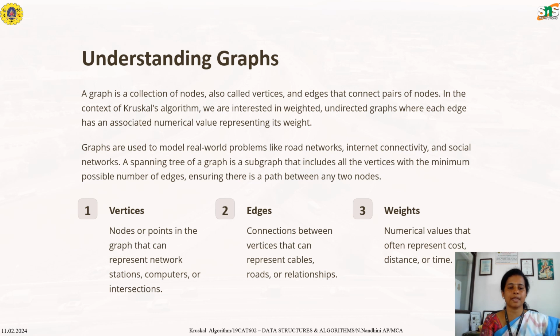The first one is the vertex, which represents the node. The second one is the edge, the relationship between two vertices. The third one is the weight. It may represent the time taken to travel from one vertex to another vertex.